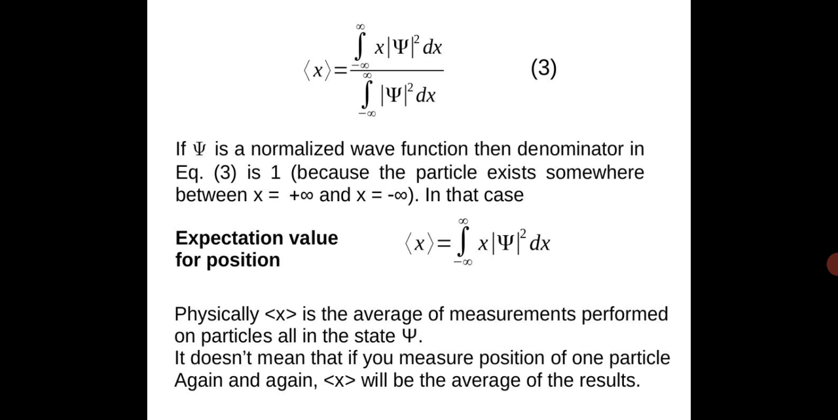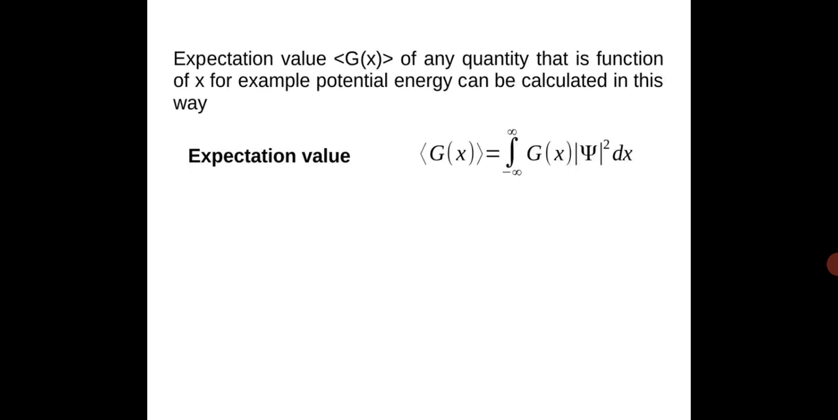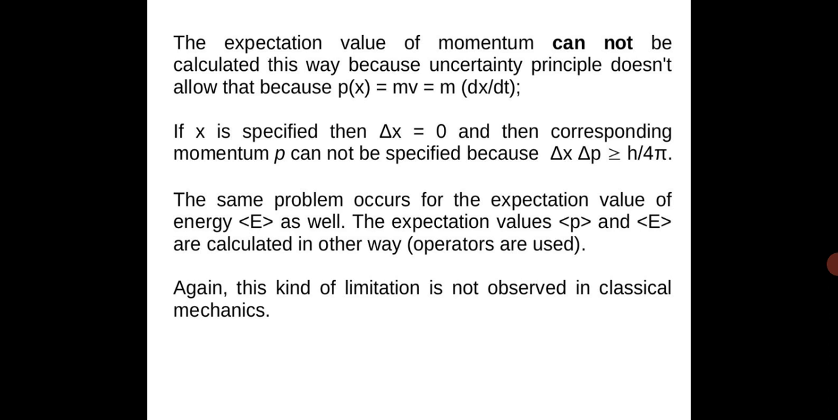So physically, the expectation value is the average of measurements performed on particles all in the state psi. It doesn't mean that if you measure the position of one particle again and again, x will be the average of the results. The expectation value of the momentum cannot be calculated this way, because the uncertainty principle doesn't allow that.